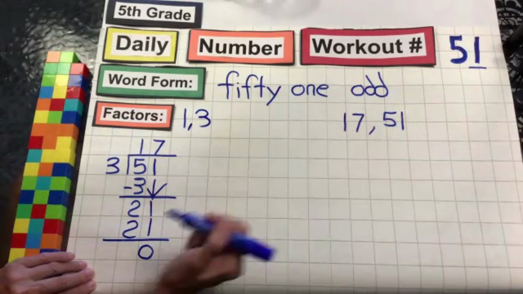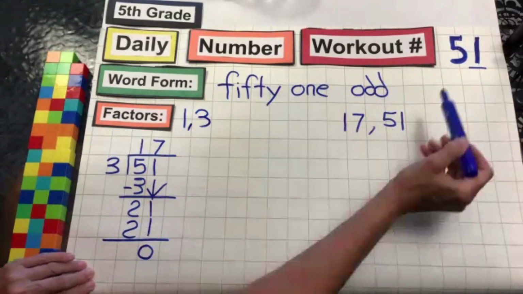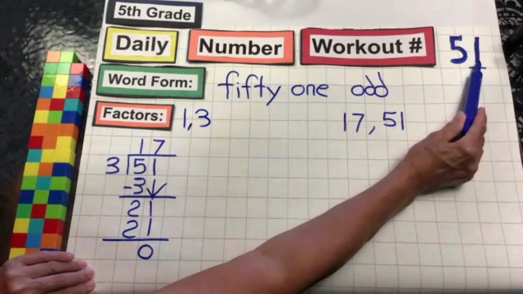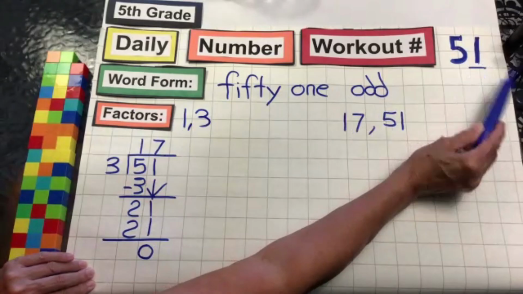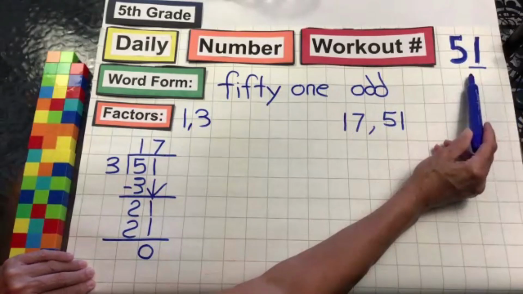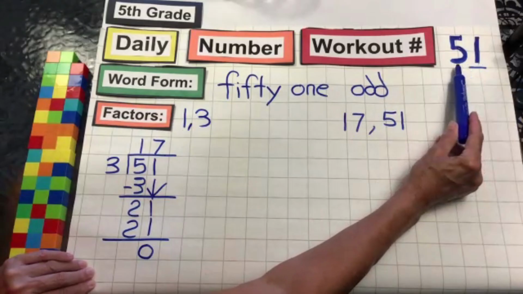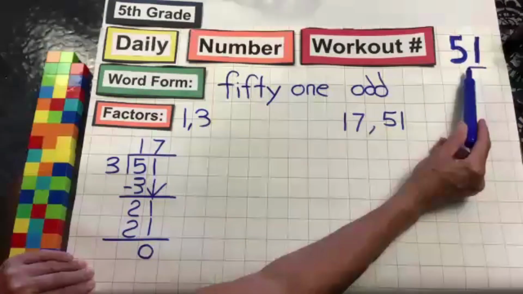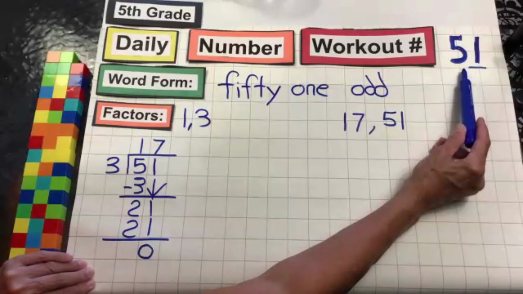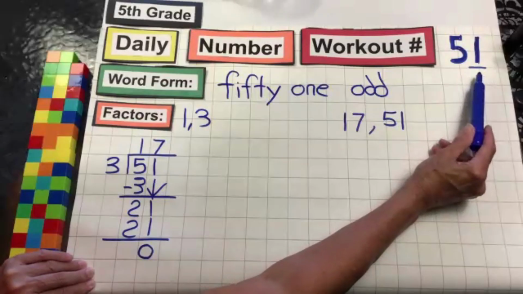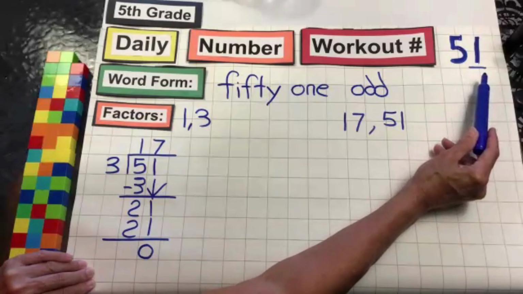All right, we know 4 does not go in. We know 5 does not go in because it needs to have a 0 or a 5 in the ones place. 6 does not go in evenly. 6 goes into 54 and then 60. If we know our multiples of each number, we know it passes that up. 7 doesn't go in, 8 doesn't go in, and so on.